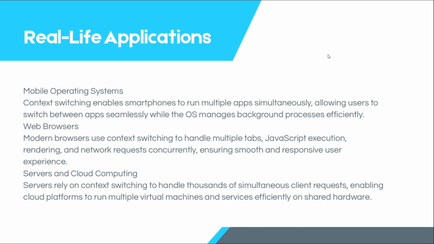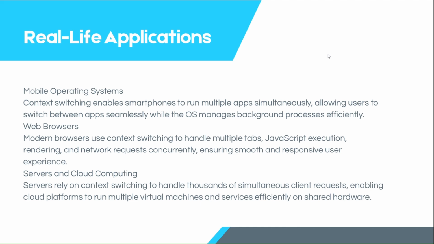The second application is the web browser. Suppose we open Google Chrome with 10 or 15 tabs. Some tabs are playing YouTube videos, another tab is downloading a PDF, another is loading a website, while one tab is running an online coding platform. All these browser tabs require CPU time. The operating system performs context switching so that every tab receives a fair share of the processor. This creates the illusion that every tab is working simultaneously.